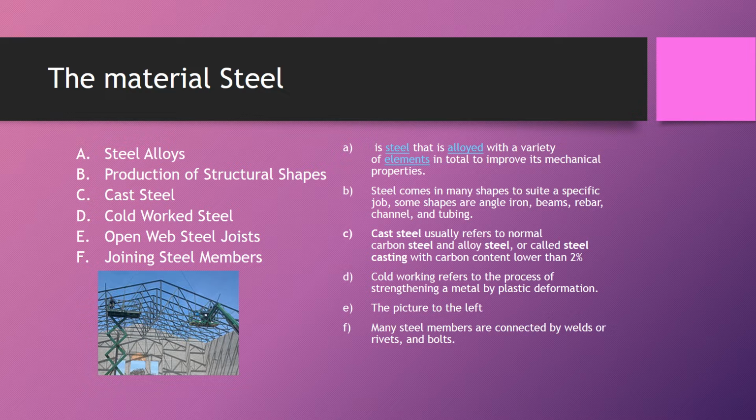And then open web joists. I just posted a picture on this one to help describe it a little bit better. So it's just a basic steel joist, but they get more strength with the web design that they put in it. And then joining steel members. Many steel members are connected by welds or rivets and bolts.